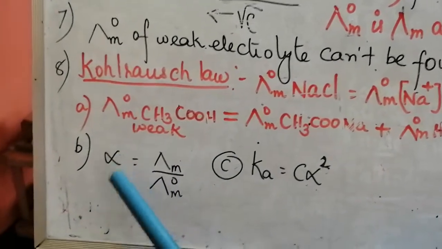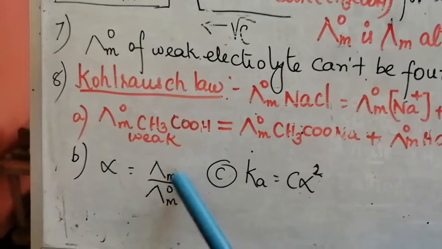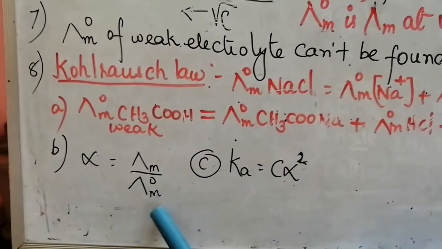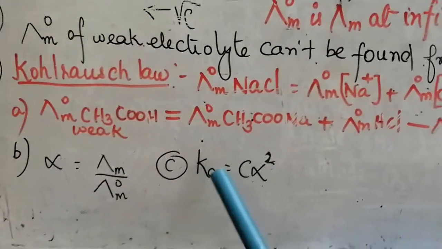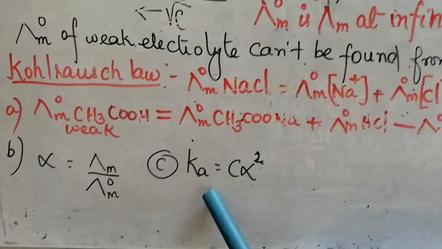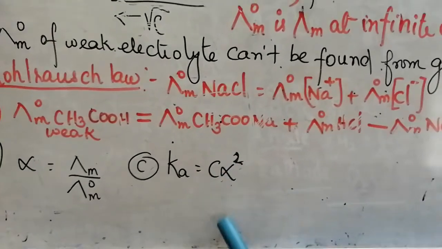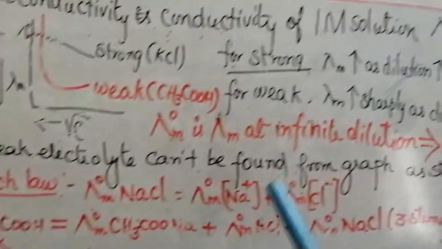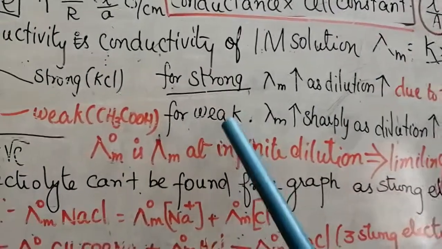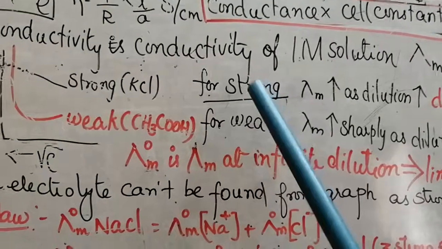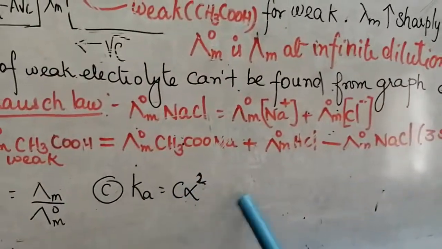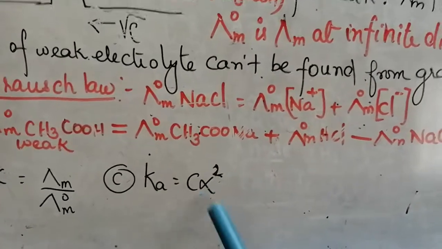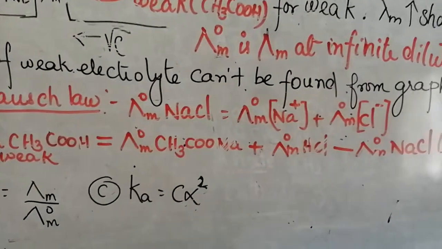So what is alpha? I told you, degree of dissociation, that is equal to lambda m at any concentration by limiting molar conductivity. What is Ka? It is the dissociation constant. Ka is equal to C alpha squared by 1 minus alpha. Since alpha is going to be very, very small for weak electrolyte, for weak electrolyte it is going to be less than 30%. For strong electrolyte, it is more than 30%. So that 1 minus alpha is going to be almost 1. So we can write Ka is equal to C alpha squared.